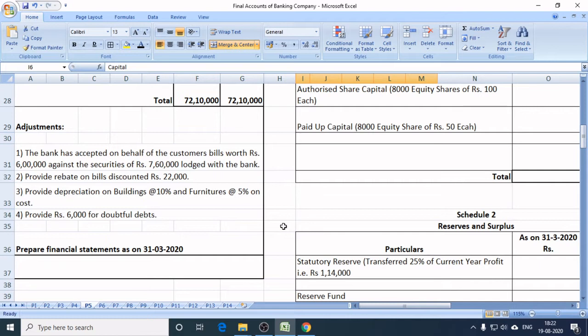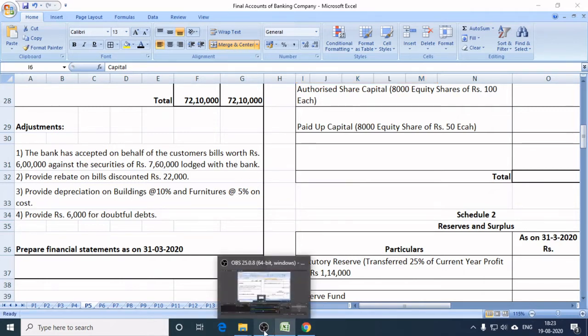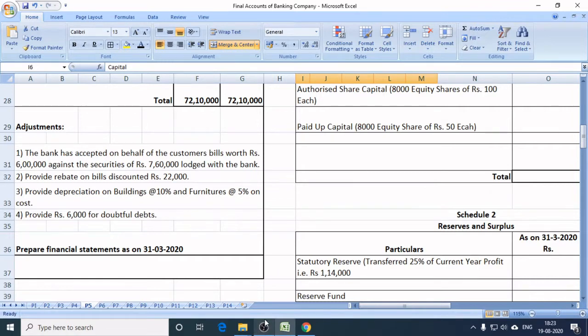The adjustment number one is the bank has accepted on behalf of the customers bills worth rupees 6 lakh against the securities of rupees 7 lakh 60,000 lodged with the bank. Then we have to make a provision for bills discounted. Then we have to charge depreciation on building and furniture.